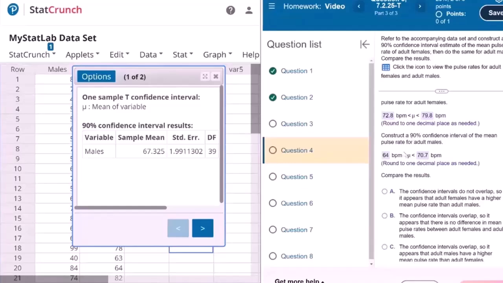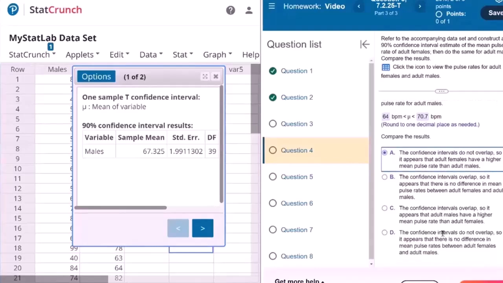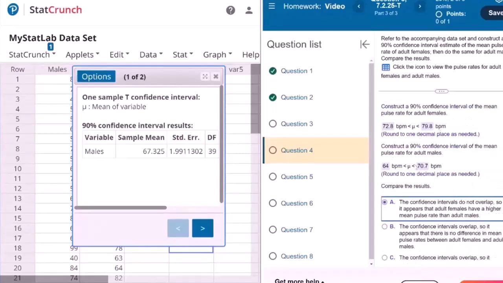This goes from 64 to 70.7. They do not overlap. That's true. It appears that adult females have a higher mean pulse rate than adult males. Here's females, here's males. That's true. The confidence intervals overlap? No. The confidence intervals, they do not overlap. It appears that there is no difference in mean pulse rates between adult females and adult males. That's not true. Since they don't overlap, there's quite a bit of difference. I'm going to stick with A.